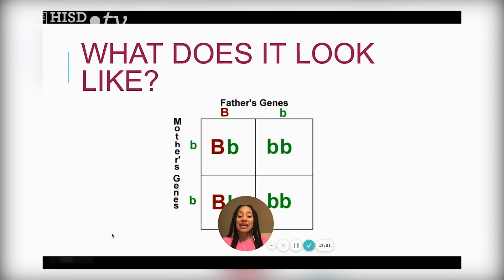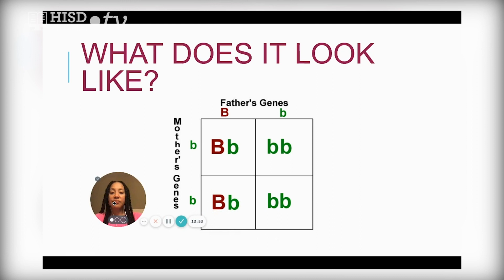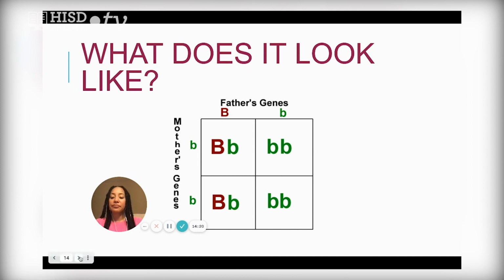So here's an example of a Punnett Square. As you can see at the top, we have dad's genes. And then on the side, we have mom's genes. And then they come together to give us the four possibilities of offspring genes. Now, as you can see, when we combine mom and dad, they might be the same or they might be different. So in this example, two offspring could be exactly like dad and two offspring could be exactly like mom.